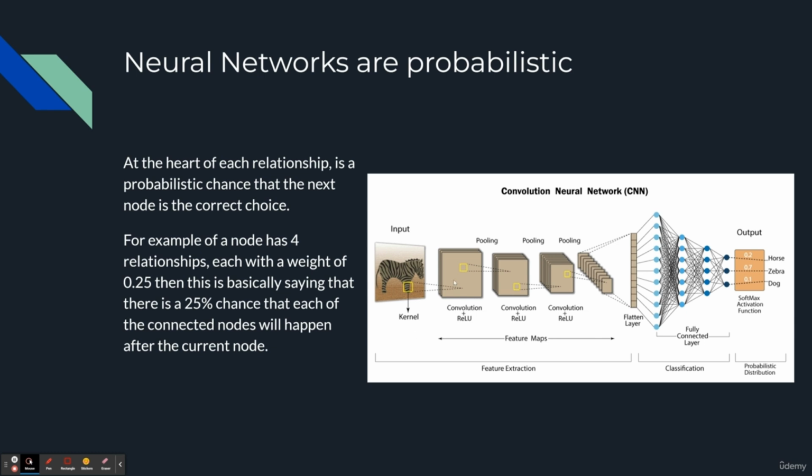So in this case, based on the input and the feature mapping fed into the classification neural network, this image has a 20% chance of being a horse, a 70% chance of being a zebra, and a 10% chance of being a dog. In this case, the highest probability will most likely win. So because there's a 70% chance that this image is a zebra, then we're going to classify it as a zebra.